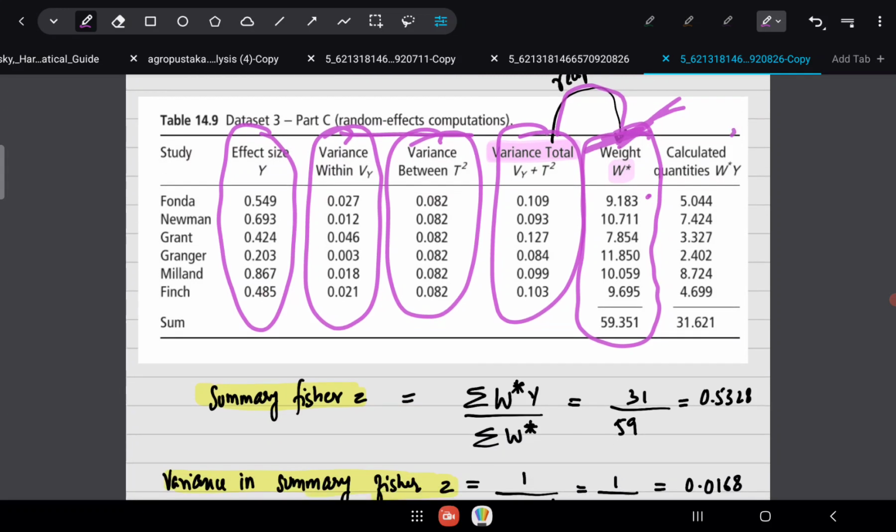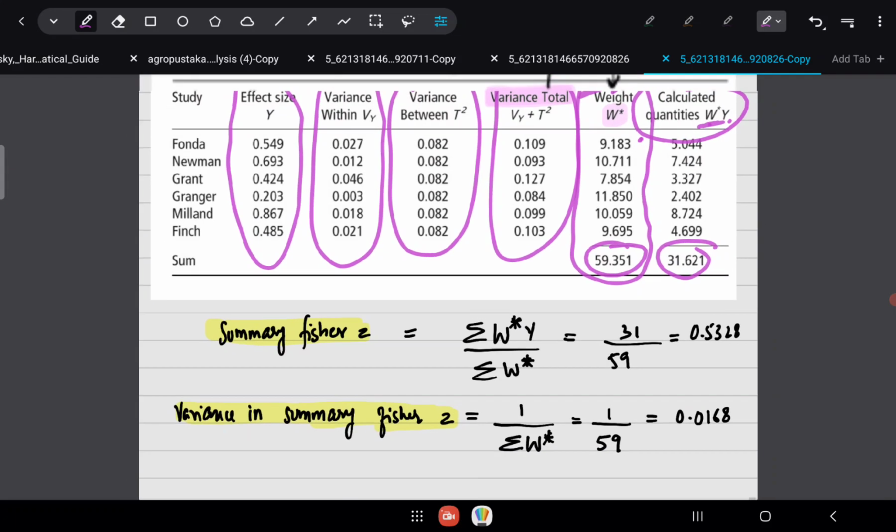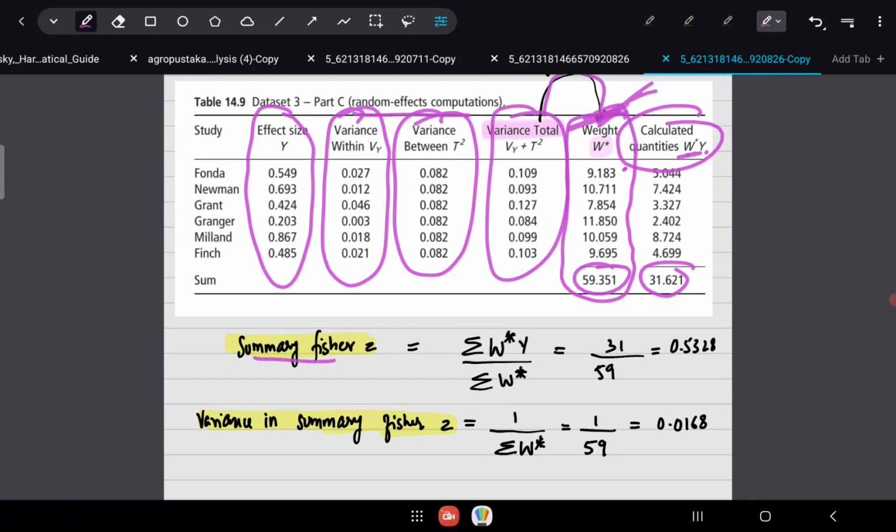And finally you can also compute the product of the weight as per random effect modeling and the effect size. So this is the sum of that, okay? So now you are ready to compute the summary Fisher Z. So summary Fisher Z will be the sum of this weight wy divided by the sum of the weights, which is 59. So this is your summary Fisher Z. Then you need to compute the variance in summary Fisher Z, which is nothing but the reciprocal of the sum of the weights.